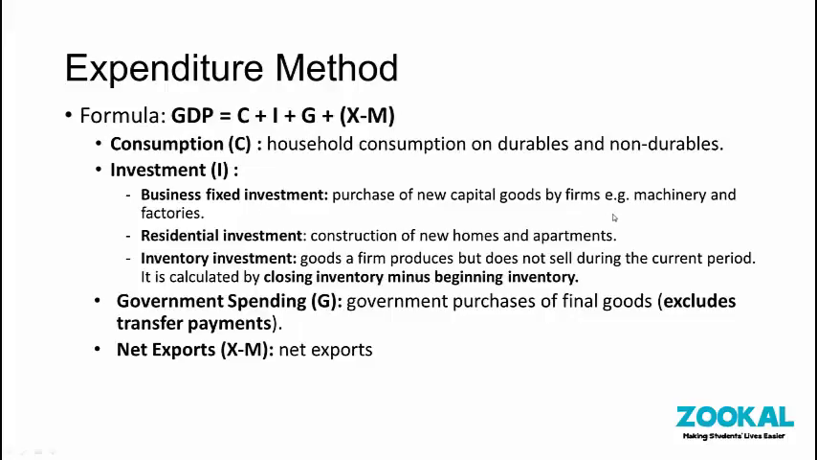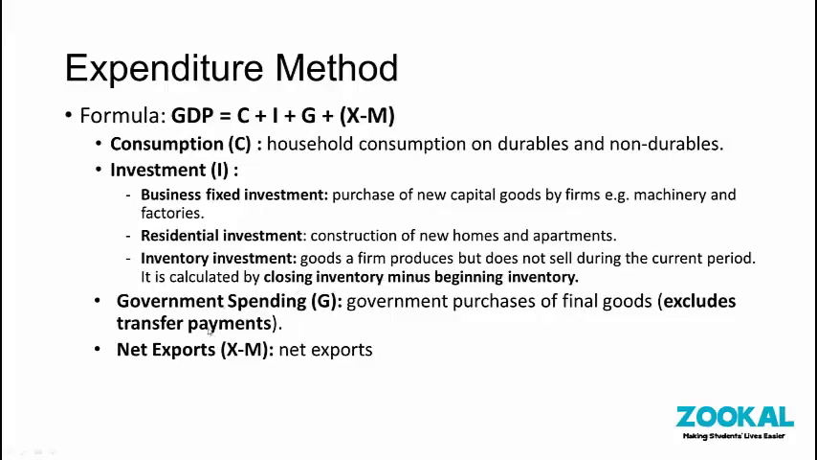So, for example, if a firm buys new machinery and factories, this will be counted as business fixed investment. Investment can also be seen as residential investment. So that involves the construction of new homes and apartments. And the last component of investment is inventory investment. So this represents all the goods a firm produces but does not end up selling during the current period. So the way to calculate inventory investment is closing inventory minus beginning inventory.